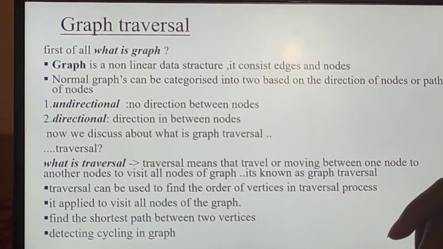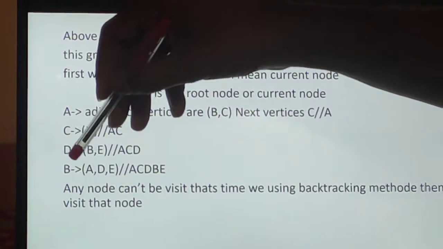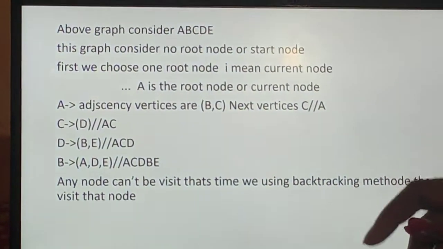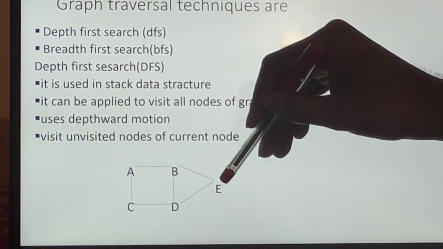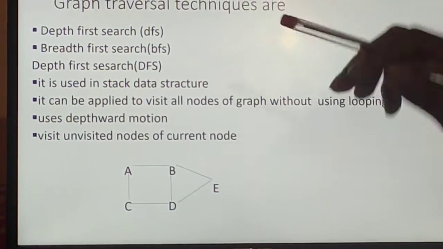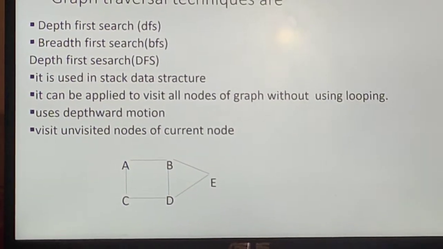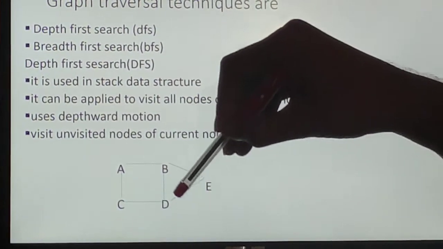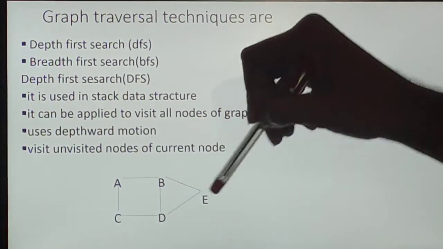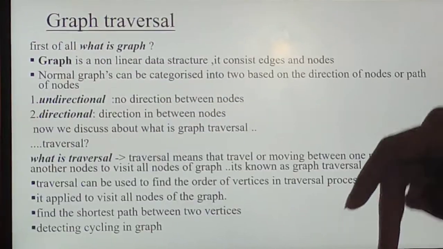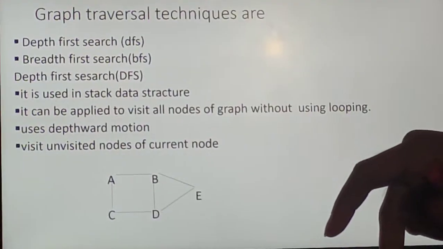Okay, then next is B. Consider B as the current node. It consists of E, D, and A, which are the adjacency vertices. A and D are already visited nodes, so we do not consider them, and E is the next and last node. Then choosing E as the last current node.